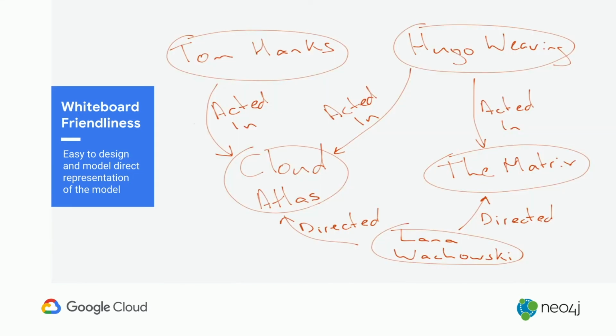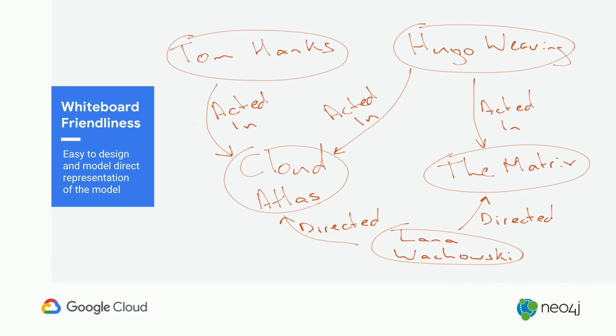Let's take a simple example. So suppose that we got together in a room and we sketched up a system for storing movie and actor information so that we could, for example, recommend a good movie to a friend. We might start with some bubbles like Tom Hanks and Hugo Weaving, who are actors, and we might connect them to the movies that they're in.